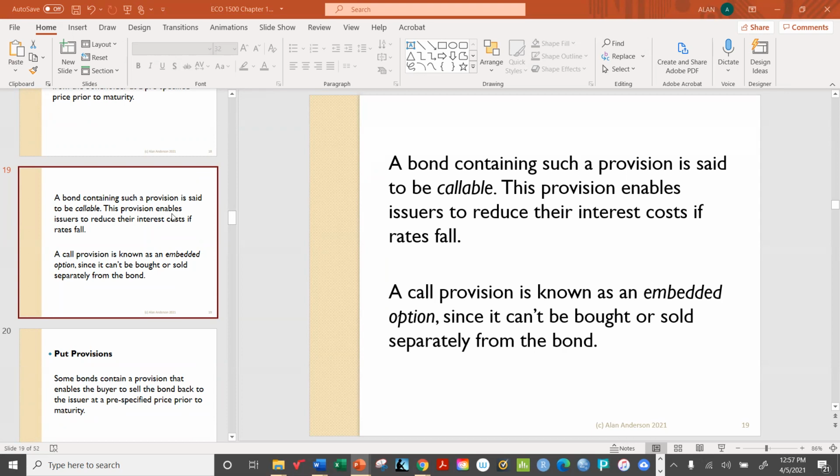So you have to be aware of that when you buy it. You have to be aware of the fact that if rates drop off dramatically, you might find yourself having to sell your bond back to the issuer. But this is the risk you take when you buy a corporate bond.